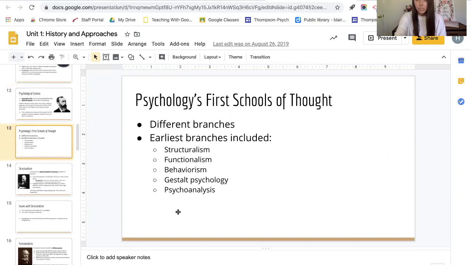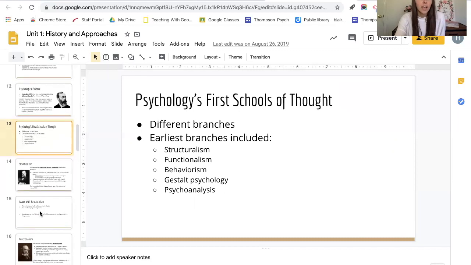So you want to make sure you know his name, and then you can kind of go into some of those earlier branches. I wouldn't spend too much time on these, but just know that psychology has evolved over the times, right? So you have structuralism, functionalism, it goes into behaviorism, which is still super present today. And then we have that Gestalt and that psychoanalysis, which is Freud.